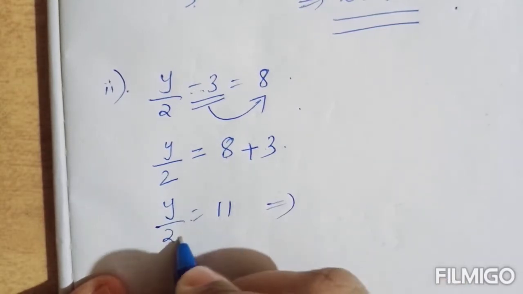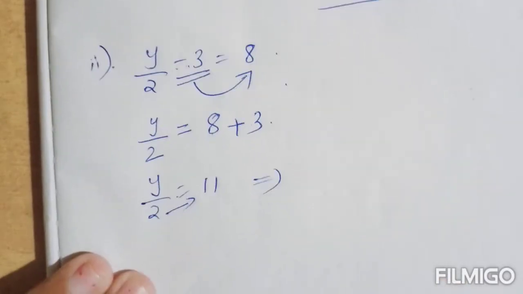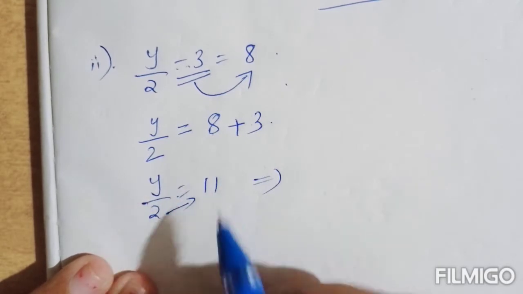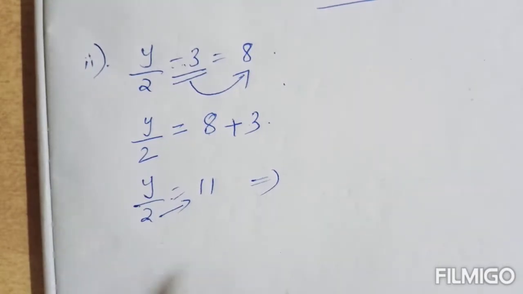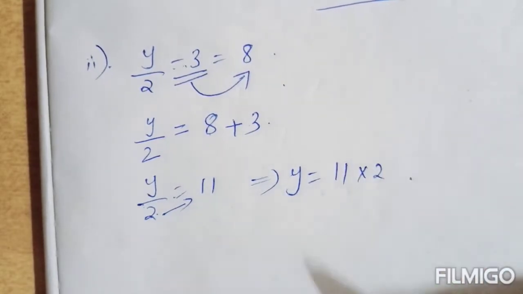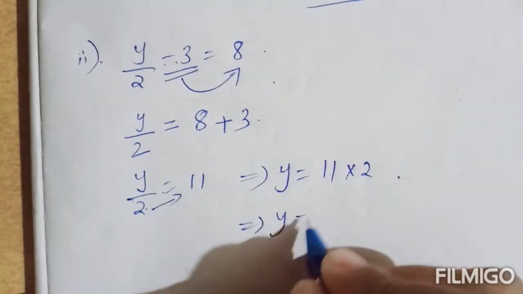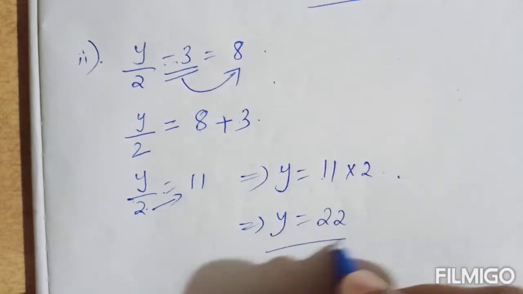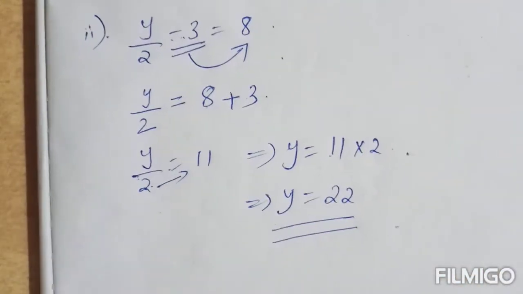Now divided by 2 we are taking to the other side. We know that division on taking to the other side will be multiplication. So y equal to 11 into 2, which implies y equal to 11 into 2, it is 22. So this will be the answer.